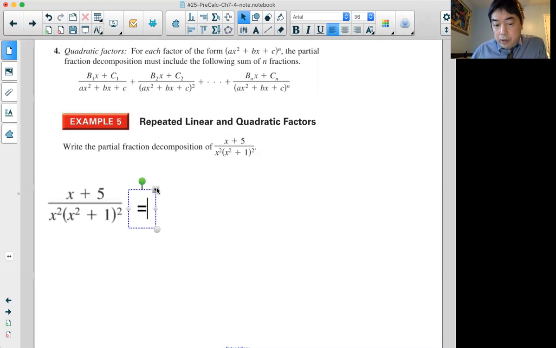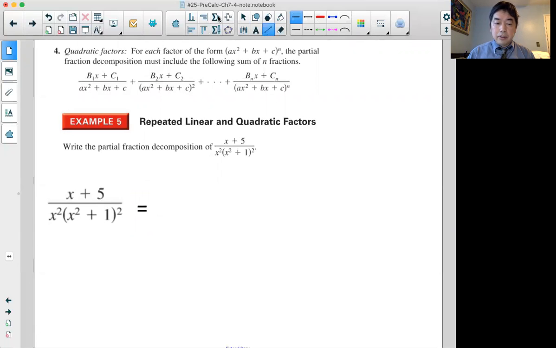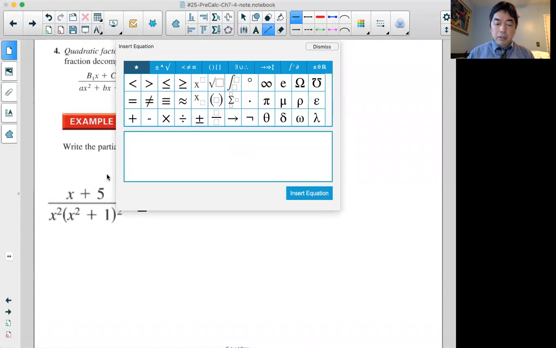Okay, so this one, you see this x squared? If you see this x squared, it's going to be a repeated linear. Let me write down, this part is going to be simply, let's start from letter A again, so A over x. And you have to have the square part too, so it's going to be a constant again, B over x squared. That's the first thing you have to write down.